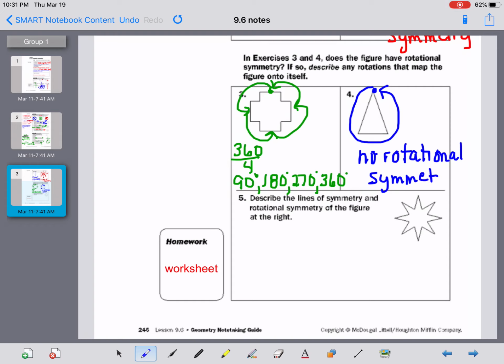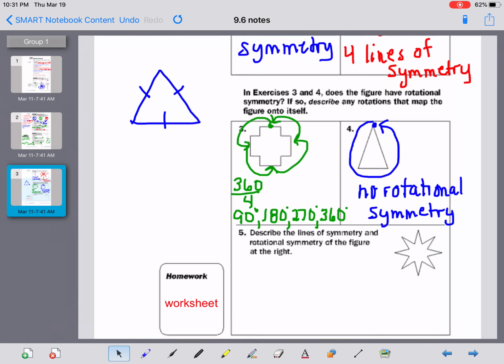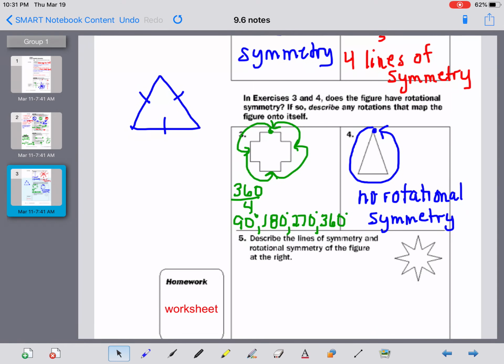So that's on an isosceles triangle. Before we do number 5, I want to go to the margin. I'm going to draw a different triangle here. Again, I'll try my best to draw this here. If I draw an equilateral triangle, does the equilateral triangle have rotational symmetry?